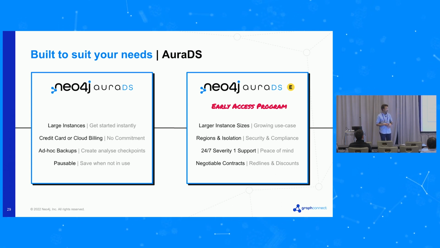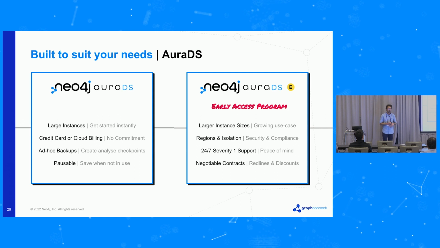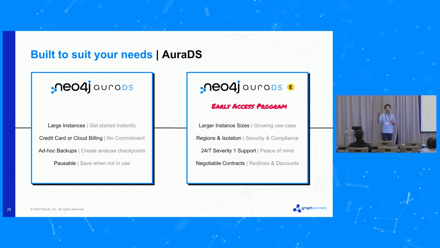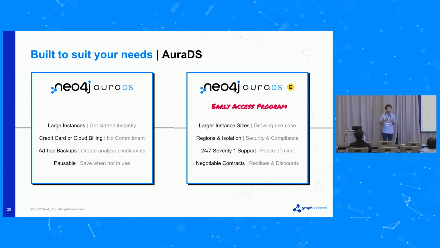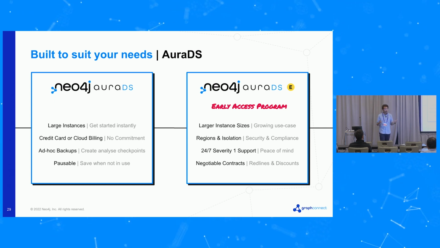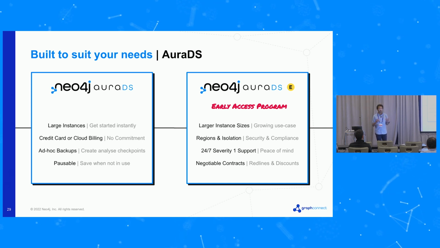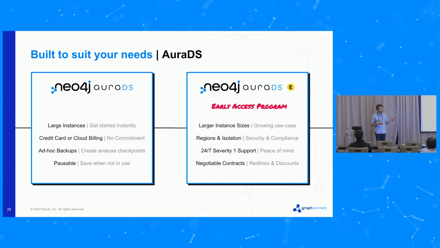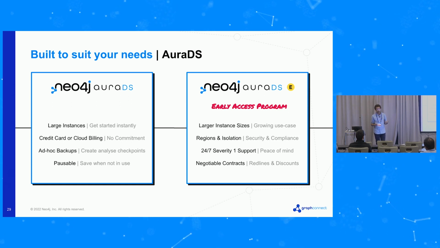In terms of the early access program for AuraDS Enterprise, you can then bust the limits above 96 gigs. So you get access to 384 in a few months or so, or few weeks, sorry. You also get region selection if you need that for compliance reasons, or VPC isolation if that's a security requirement. You also get 24/7 Sev1 support, as well as negotiable contracts if you need it.